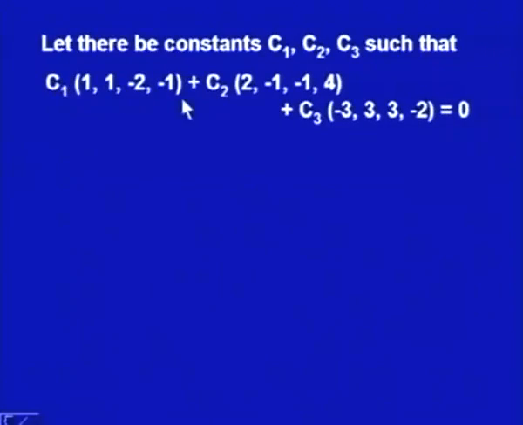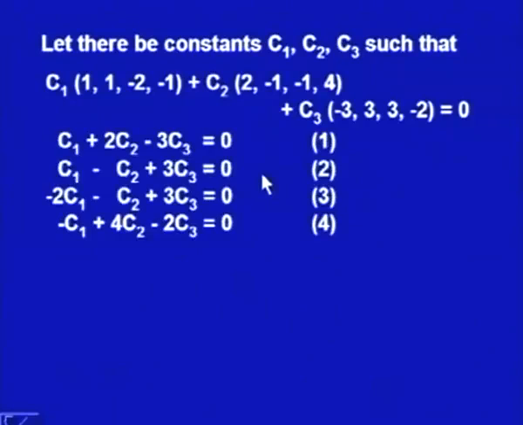C1 times the first vector plus C2 times the second vector plus C3 times the third vector is 0. That means the linear combination of these 3 vectors is 0. So, let us try to find the solution of this equation. This equation actually gives us 4 equations. If we compare the first element, it is C1 plus twice C2 minus 3 times C3, that is the first equation.